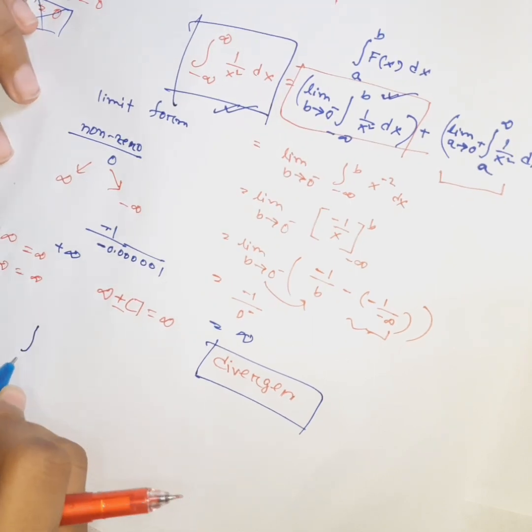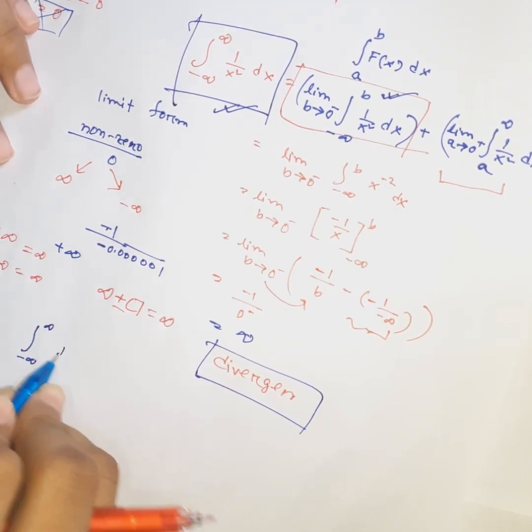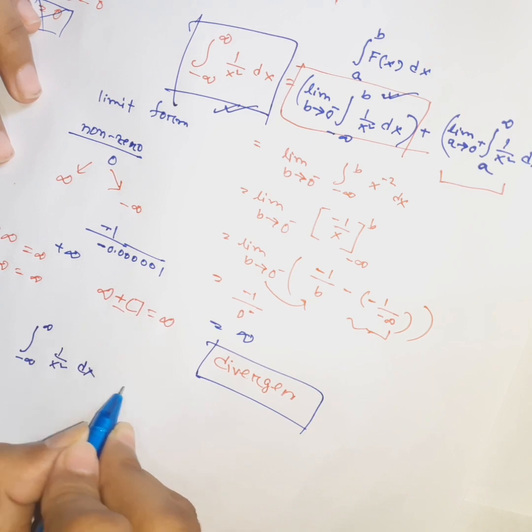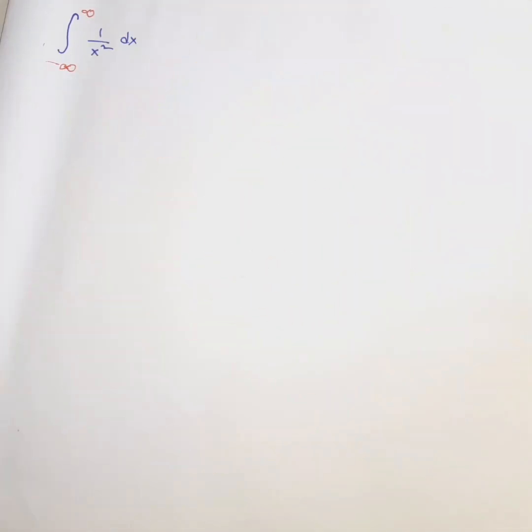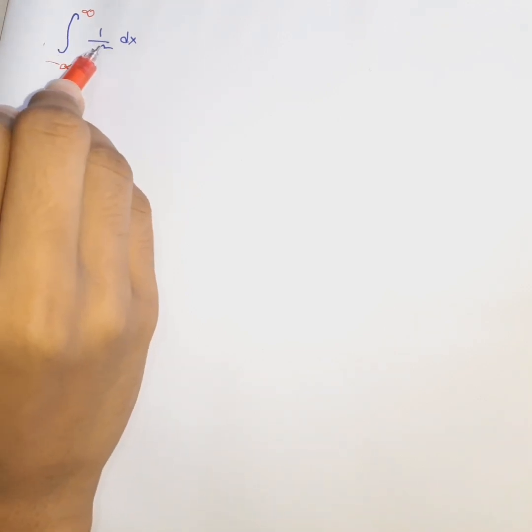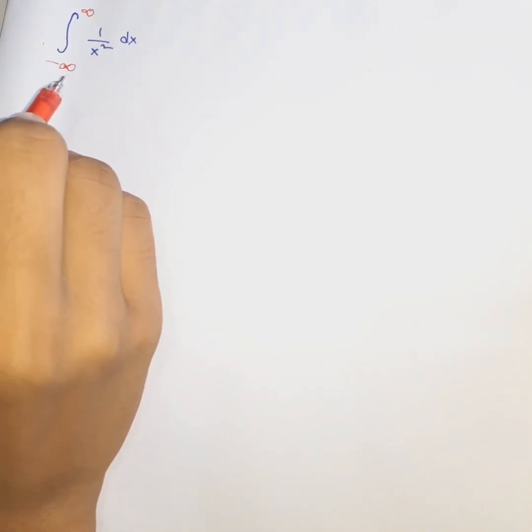So the conclusion is, from negative infinity to infinity, 1 over x square dx, this is divergence. Okay, in this video we will integrate 1 over x square dx from negative infinity to positive infinity.